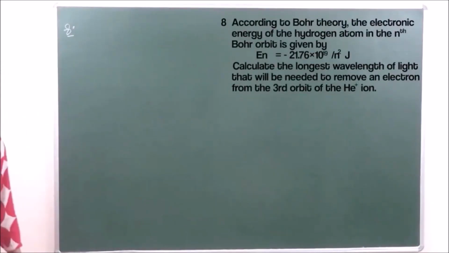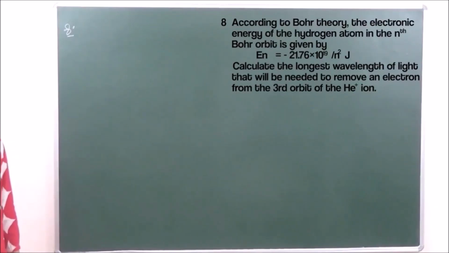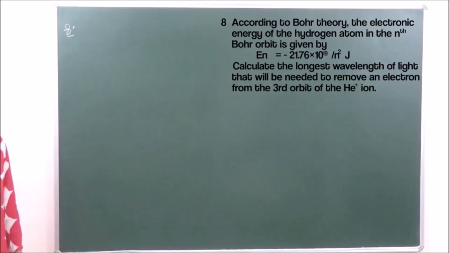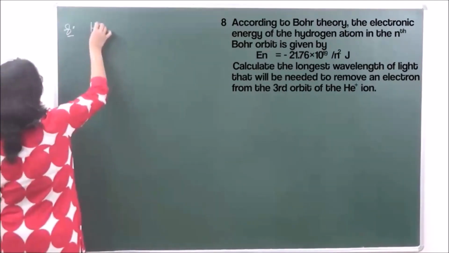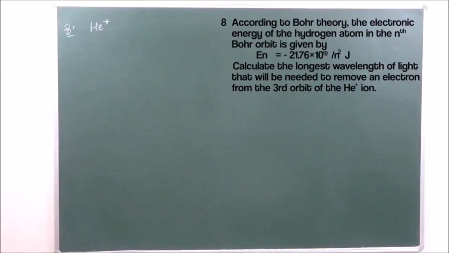Question number 8. According to Bohr's theory, the electronic energy of hydrogen atom in the nth orbit is given by En is equal to minus 21.76 into 10 raised to the power minus 19 joules upon n square. Calculate the longest wavelength of light that will be needed to remove an electron from the third orbit of He positive ions. First of all, let's calculate the electronic energy of He positive ions.